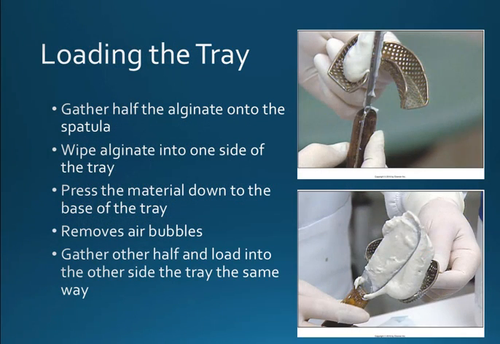So now let's talk about loading the tray. When you're loading the tray, you'll notice in these diagrams, on the very top we have the mandibular impression tray, and on the bottom we have the maxillary. Generally for both, you're going to gather half of the alginate onto your spatula, and then you're going to wipe the alginate onto one side of the tray. And you're going to press that material down into the base of the tray, and this will help remove any air bubbles. Then you're going to gather the other half and load it onto the other side of the tray in the same way.